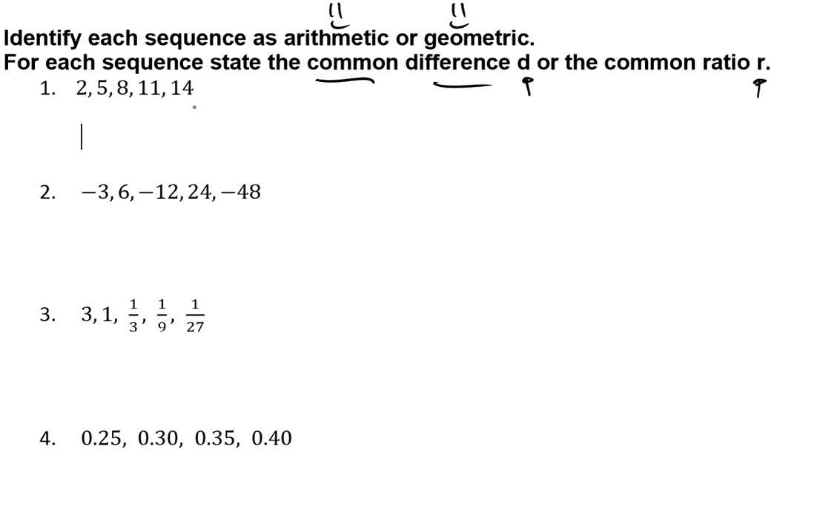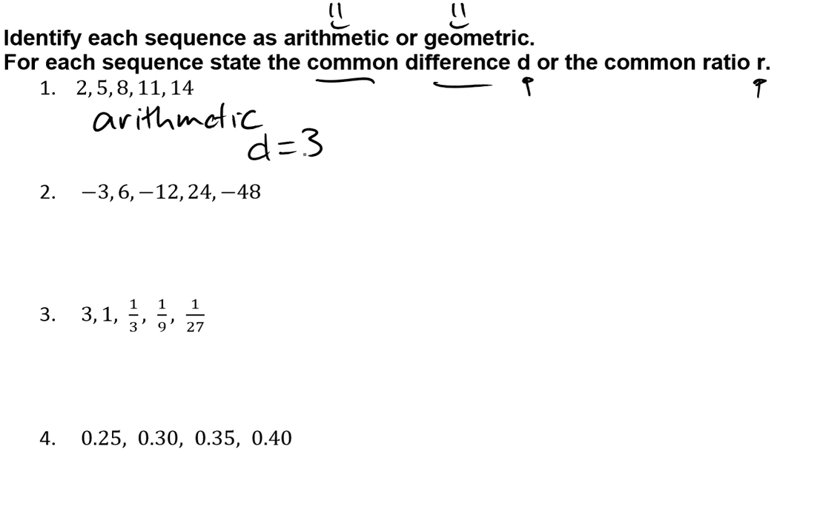Notice I checked it going backwards by using subtraction, but in each case, 14 minus 11 was 3, 11 minus 8 was 3, 8 minus 5 was 3, and finally, 5 minus 2 is 3. So clearly this is an arithmetic sequence, and it has a common difference of 3. So my answer would just be arithmetic, and common difference, and I'll just use the variable D equals 3.